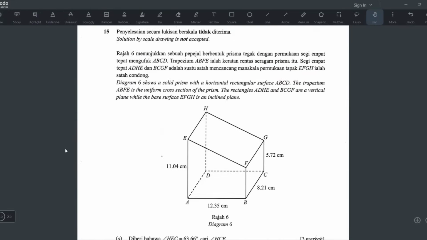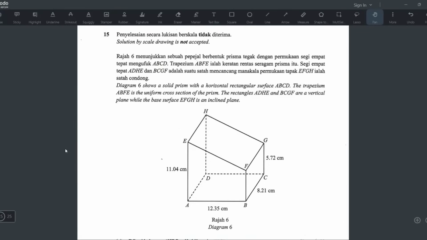Okay, let's finish it. This is the last question. Okay, this one is from Form 4 Chapter 9. It's called Solution of Triangles. The one that you use sine rule, cosine rule, area of triangle, Heron's formula, that one. Okay, Diagram 6 shows a solid prism. Oh, it's a 3D question. So sometimes the 3D question can be very difficult. Okay, but I'm not sure about this because I haven't done it yet.